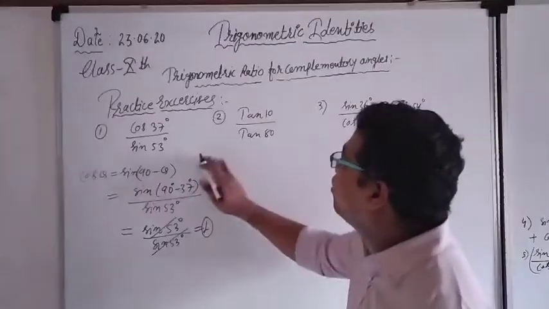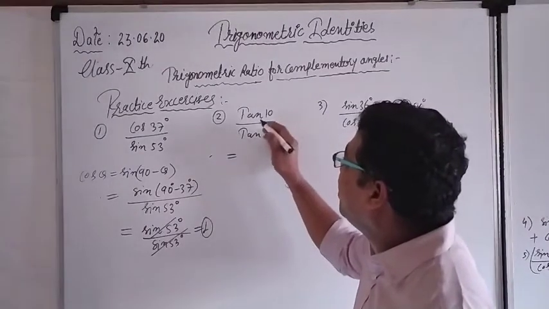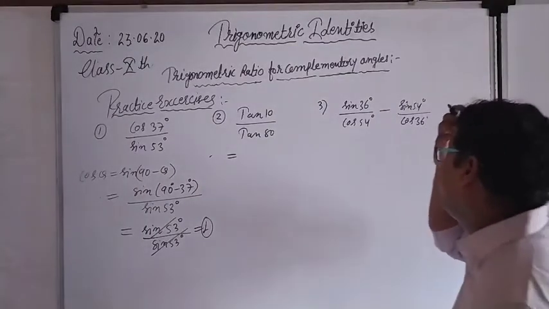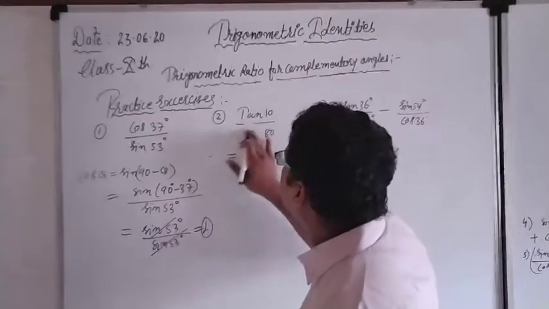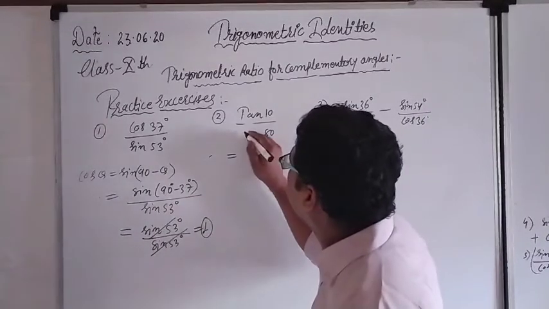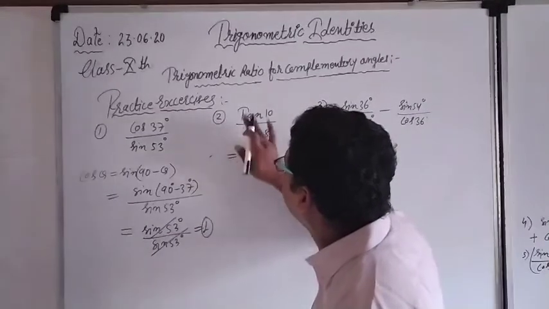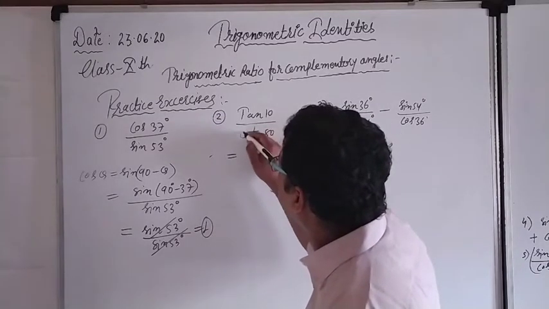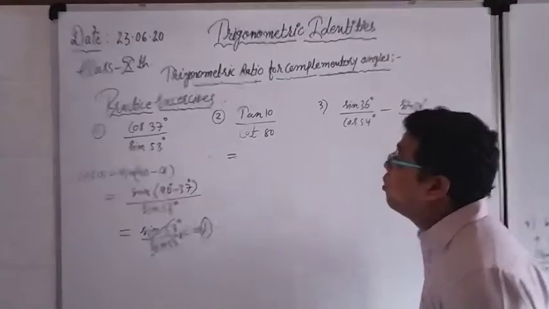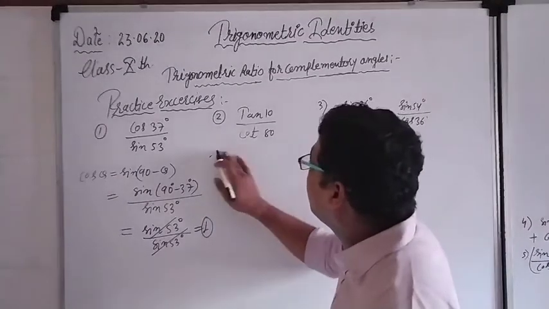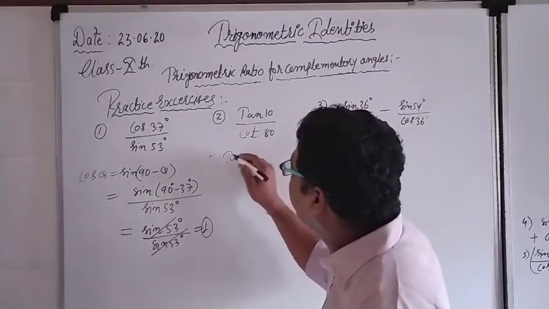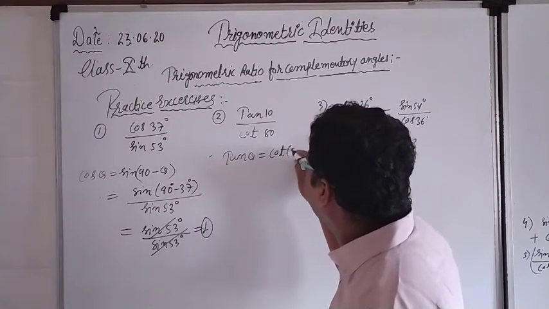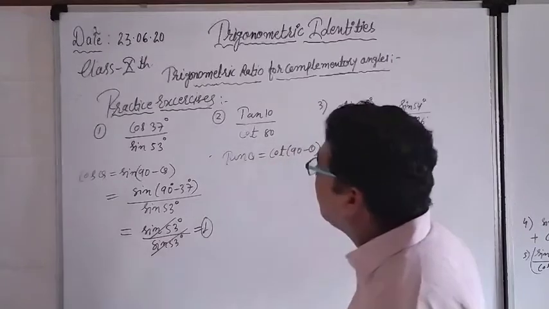Same like that, concentrate on the second question: tan 10 upon cot 80. Actually, I think this question was a little wrong. It should be cot 80. Right now, see, according to the basic identity, what is the identity? tan theta is equal to cot(90 minus theta). This we know.